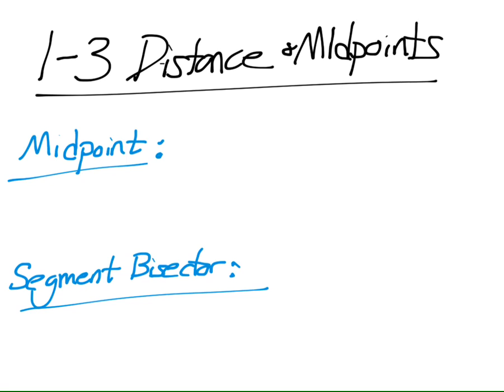The next section's about distance and midpoints. Okay, we're talking about lines and points here. There's two vocab terms from this section that could show up on the beginning of a chapter test. That's what a midpoint is and what a segment bisector is.